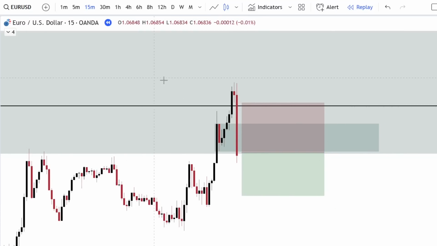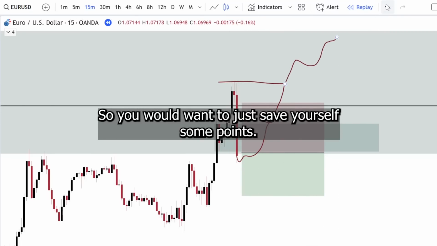The reason it's right above your overlap and not completely the swing is because you're saving yourself a few points, just for the fact that if price already broke this demand order block, so if price comes up here and breaks this order block again and closes above here, it will more than likely take out this level and continue in the opposite direction. So you would want to just save yourself some points.